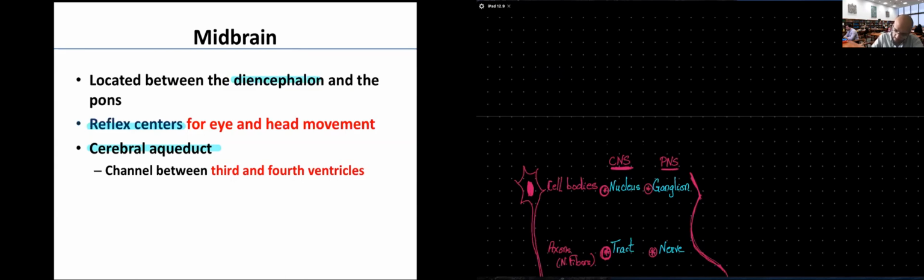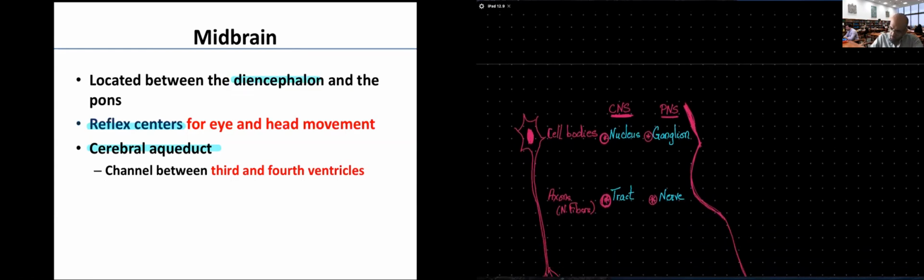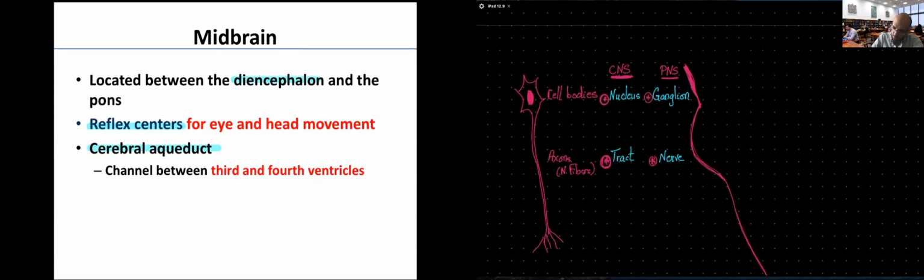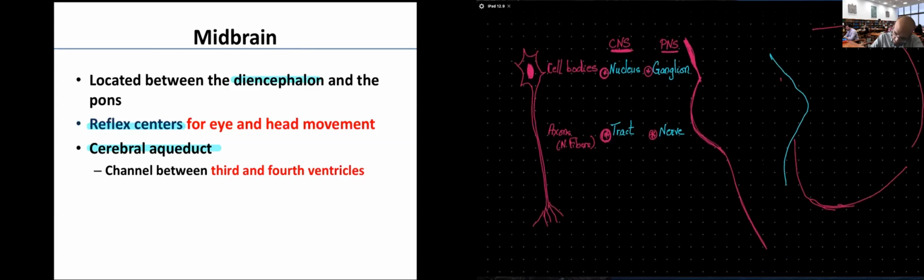So if we're looking on here, this is my midbrain, located anterior to my cerebellum, which lies posterior to the pons and the medulla oblongata. We've got a cavity filled with fluid between the cerebellum on one side, and the pons and medulla oblongata on the other. This is called the fourth ventricle.